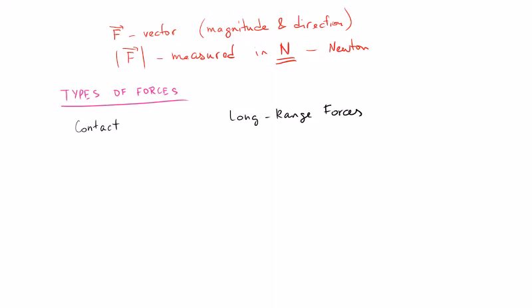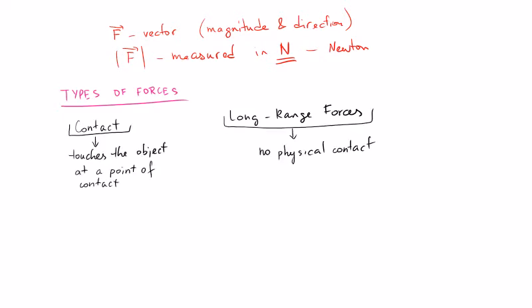There are two basic classes of forces, depending on whether the agent touches the object or not. Contact forces are forces that act on an object by touching it at a point of contact. Long-range forces are forces that act on an object without physical contact.